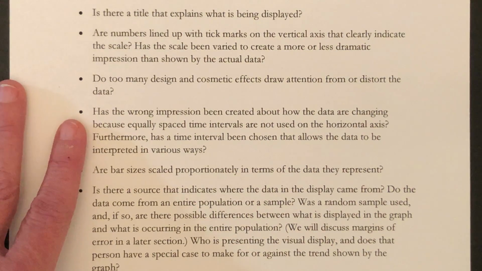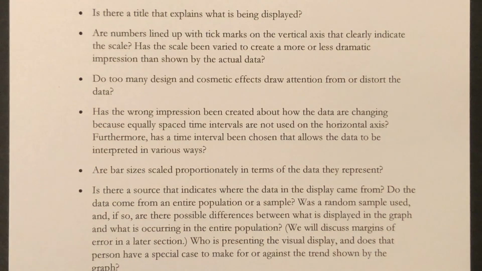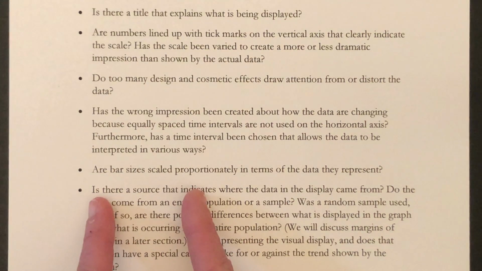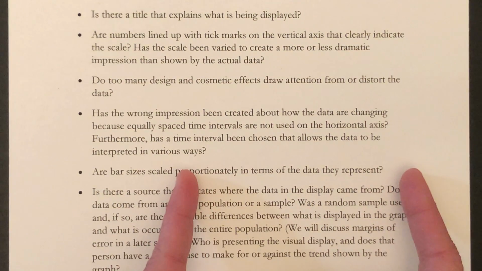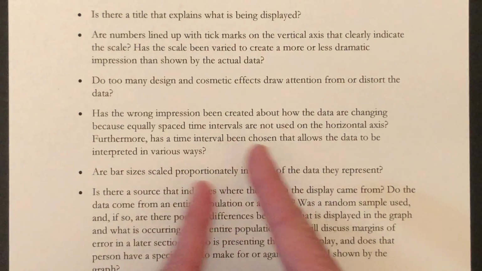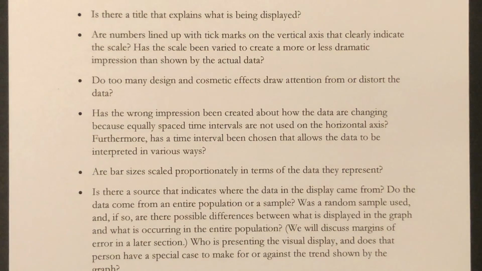Has the wrong impression been created about how the data are changing because equally spaced time intervals are not used across the horizontal axis? So if we're trying to show the growth over time, but between these two there's 10 years, and over here there's 40 years, but we have them placed close together so that they look like they're the same amount of time apart, that is a way to deceive people. Because it can allow it to be interpreted in lots of different ways.